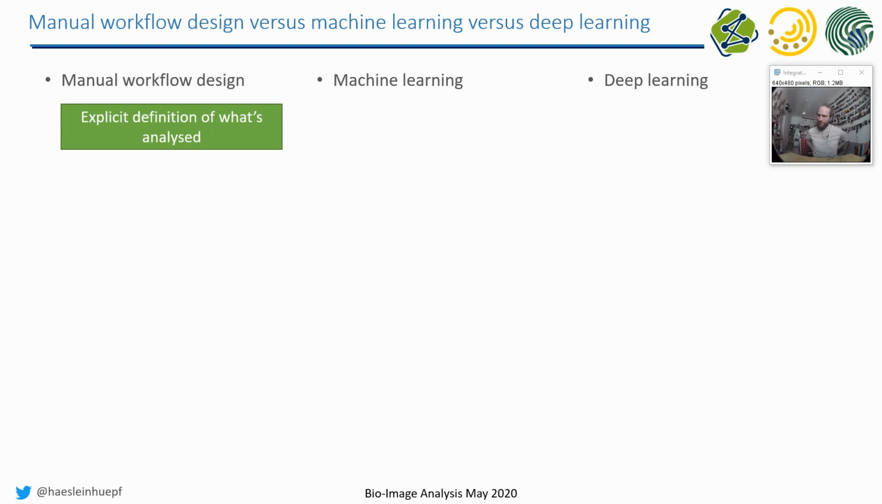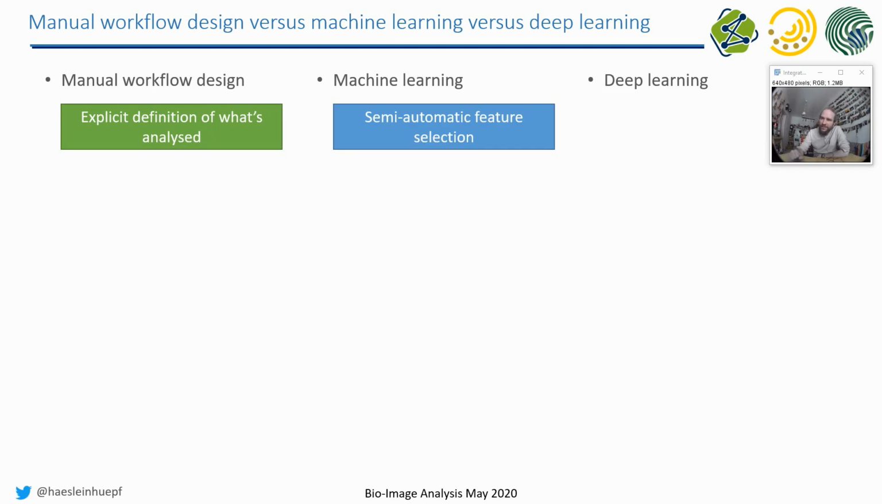So manual workflow design, this is what you were just doing in the recent weeks. You blur an image and you look if the segmentation result looks good. And if not, you blur it a bit differently or you do another filter. You set up a workflow which solves your need, but it's you who makes the decision on how to do this. So we have in our hand what is analyzed and how. In manual workflow design, that's super good. That's what we want to have. We want to define explicitly what is done in order to come to a measurement.